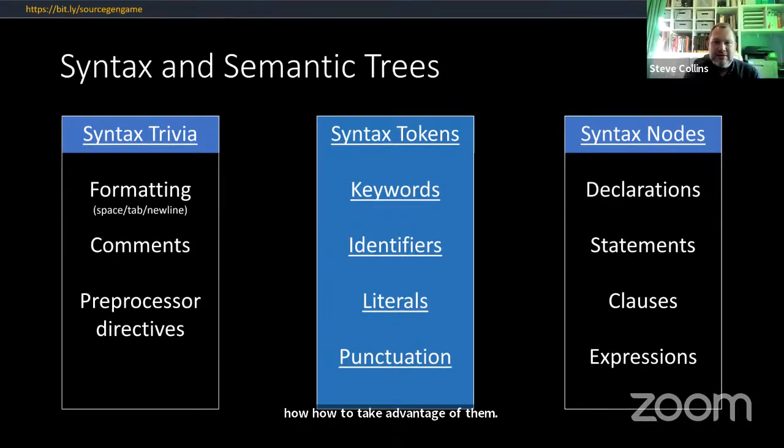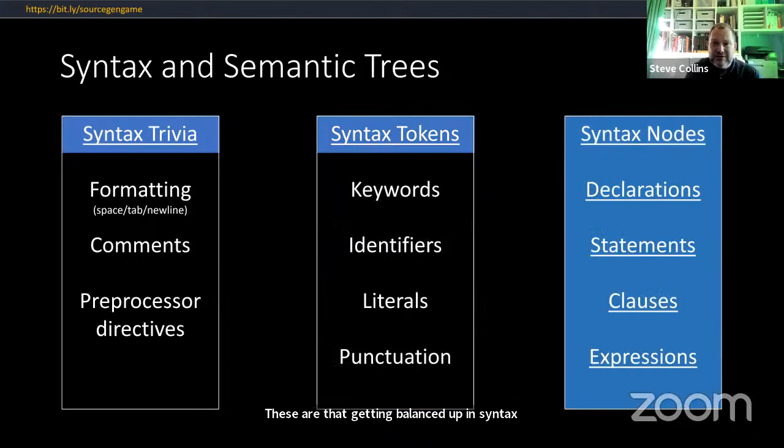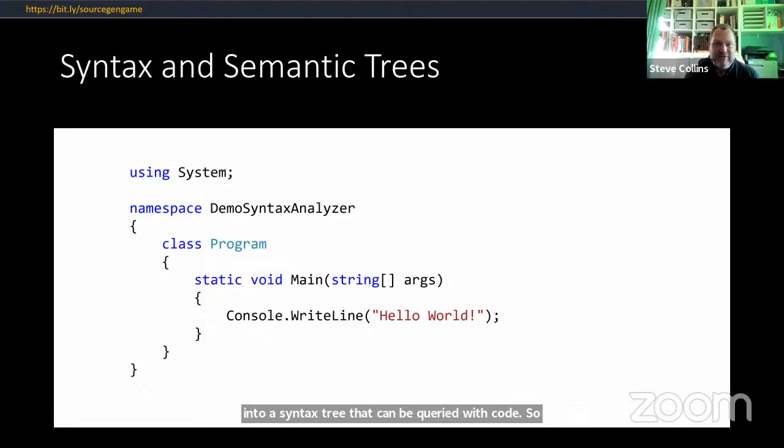These all then get bundled up into syntax nodes, which are groups of tokens that form declarations, statements, clauses, and expressions. So these nodes are effectively your program split out into a syntax tree that can be queried with code. So let's take a typical hello world. Now I've deliberately written this in the verbose sort of old style, not the new top level statements, as I want to show how a simple thing like the namespace breaks down.